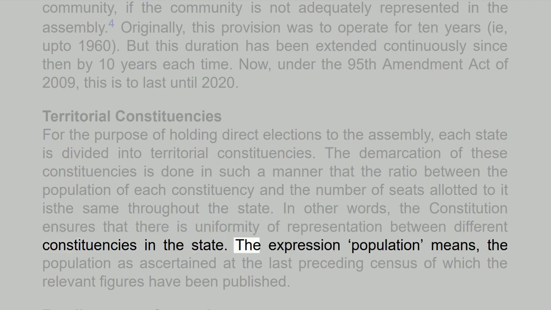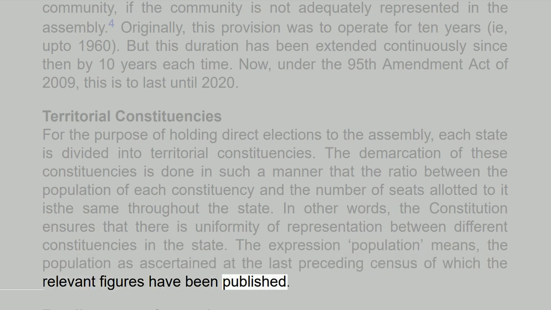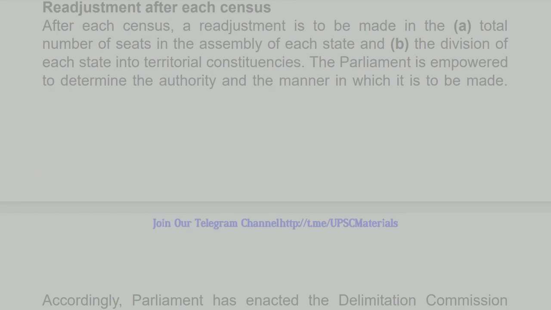The expression "population" means the population as ascertained at the last preceding census of which the relevant figures have been published. Readjustment after each census. After each census, a readjustment is to be made in (a) the total number of seats in the assembly of each state and (b) the division of each state into territorial constituencies. The Parliament is empowered to determine the authority and the manner in which it is to be made.